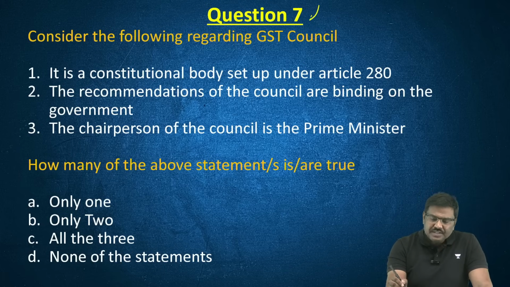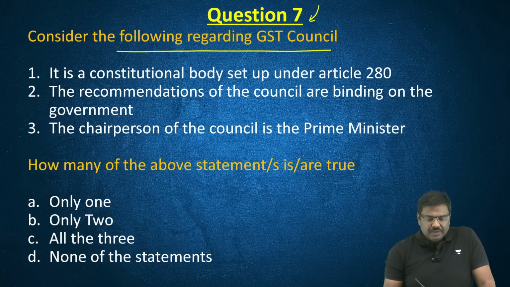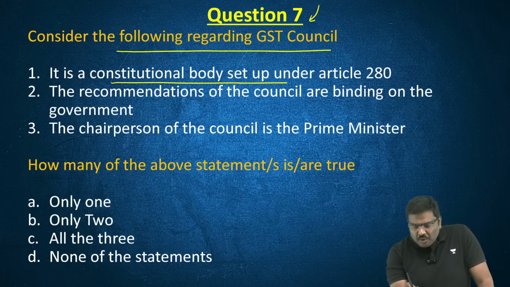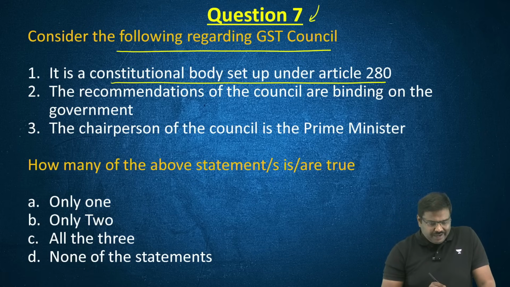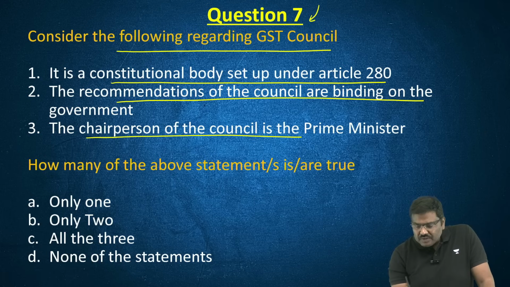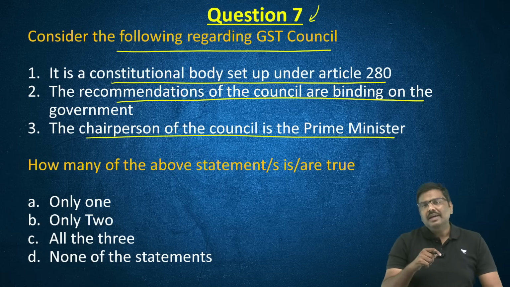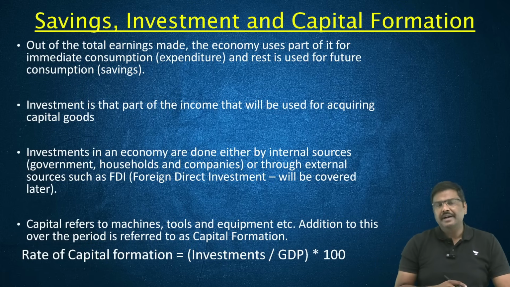Now, based on this, I have given a question here. Question number 7: consider the following regarding the GST Council. It is a constitutional body set up under Article 280. The recommendations of the council are binding on the government. The chairperson of the council is the Prime Minister. How many of the above statements is or are true or correct?